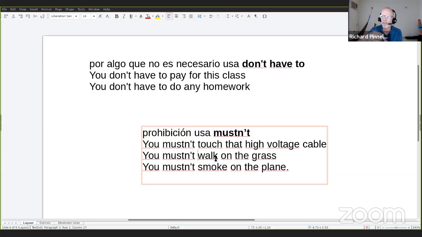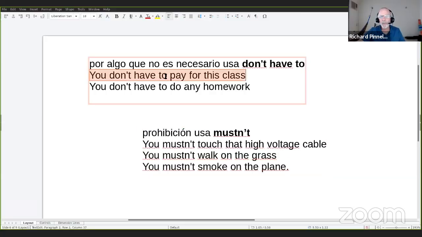No debes pisar en el césped, creo que es. You mustn't smoke on the plane. No debes fumar en el avión. Esa es prohibición. But you don't have to pay for the classes.